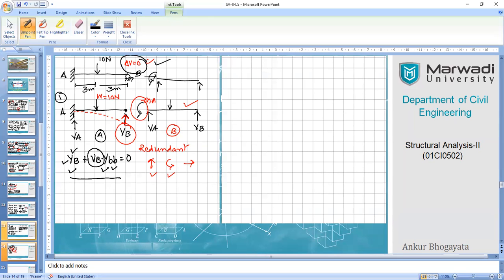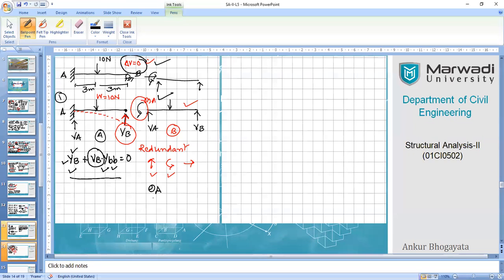Similarly, right now we have selected a vertical reaction at point B as redundant, but in case the moment is selected as redundant, how do we write this equation? See, here the deformation nature is deflection, but here the deformation is in terms of rotation because it is theta, right? So how can I write this equation?